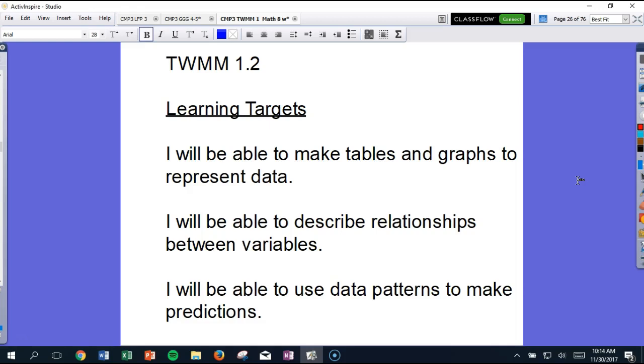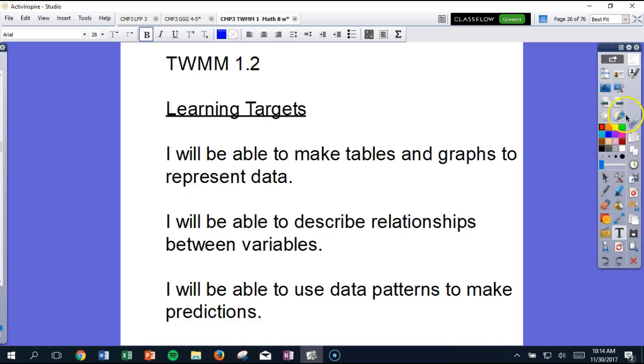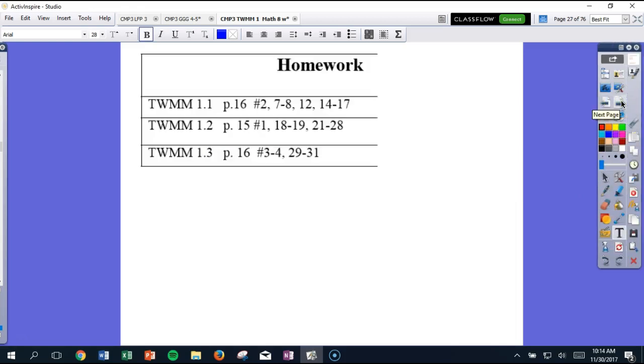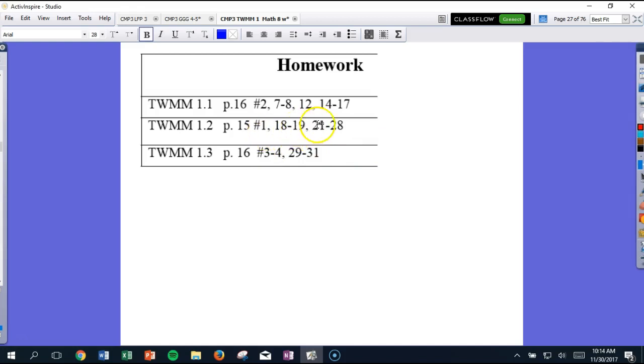Our learning targets today are very similar to 1.1. We want to be able to make tables and graphs to represent data, be able to describe relationships between variables, and be able to use data patterns to make predictions. Our ACEs for 1.2 are going to include number 1, 18 and 19, as well as 21 through 28.